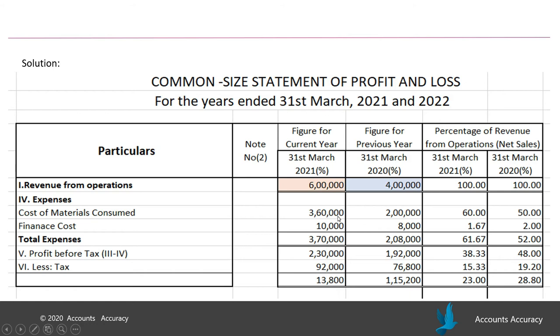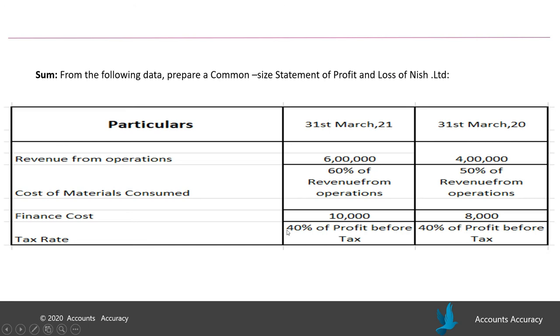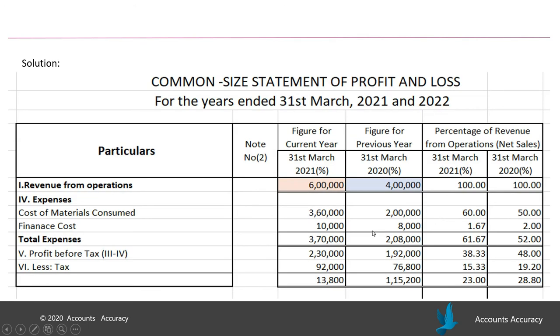So this is how you will get the cost of material consumed. Finance cost is already given, that is 10 lakh and 8 lakh, it will be copied down here directly. Now after that total of expenses will be calculated, that is 3,60,000 plus 10,000 will come 3,70,000, and total of expenses of the year 2020 will be 2 lakh plus 8,000, that is 2,08,000.